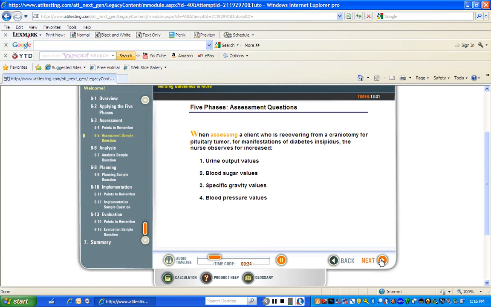The key words include assessing. The client is the client who is recovering from a craniotomy for a pituitary tumor. The issue is manifestations of DI. The type of stem is a true response stem. Go ahead and look at and eliminate those distractors. Begin with option 1, urine output values. This will be assigned a plus sign.